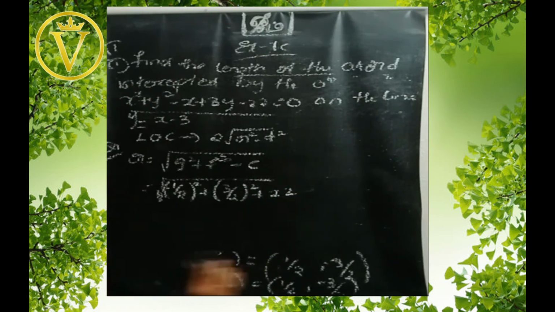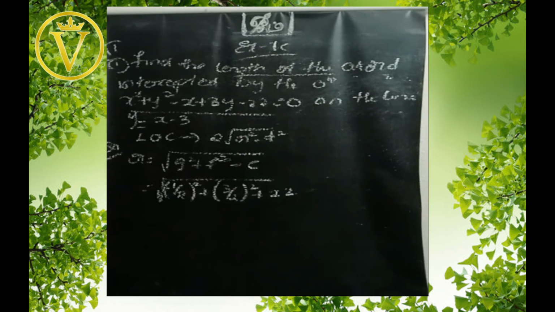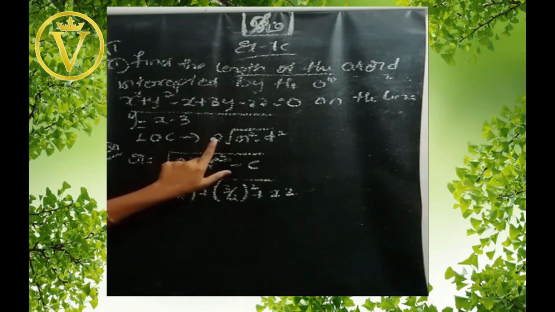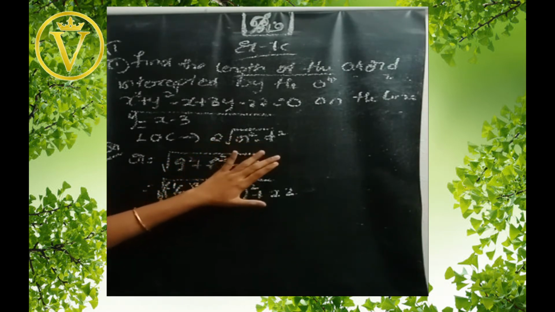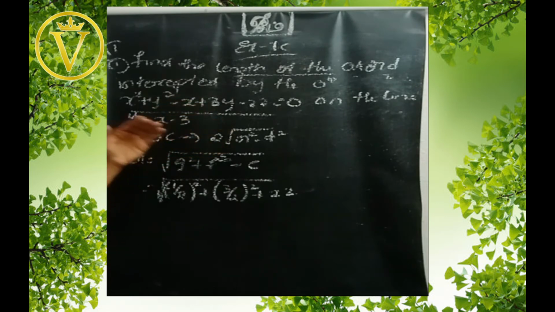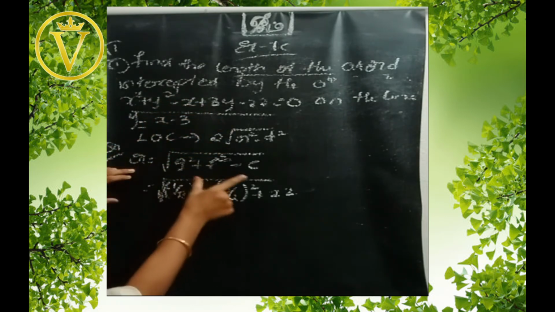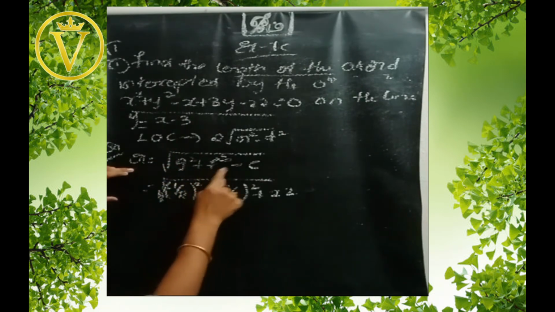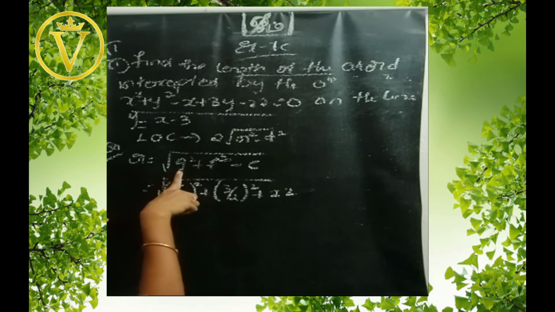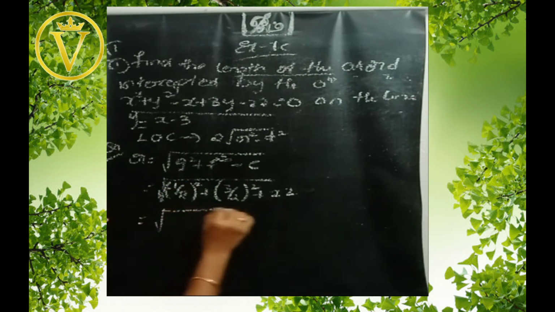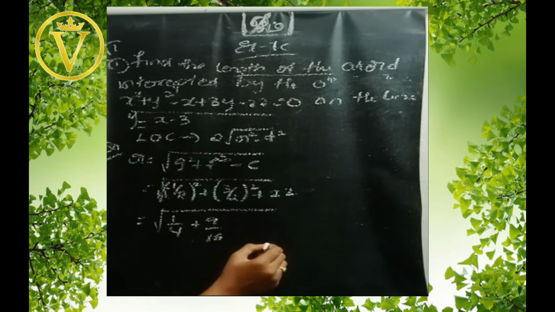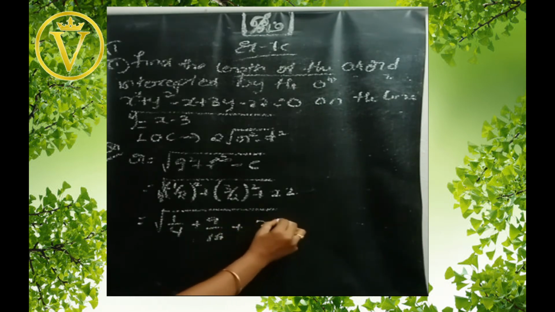First they have asked to find the length of the chord. We know the length of the chord formula is 2 root of r square minus d square. To find r first, this is the formula for r, where we have to find g, f and c. We have found g and f. Now we are finding the r value. So 1 by 4 plus 9 by 16, right? Plus 22.